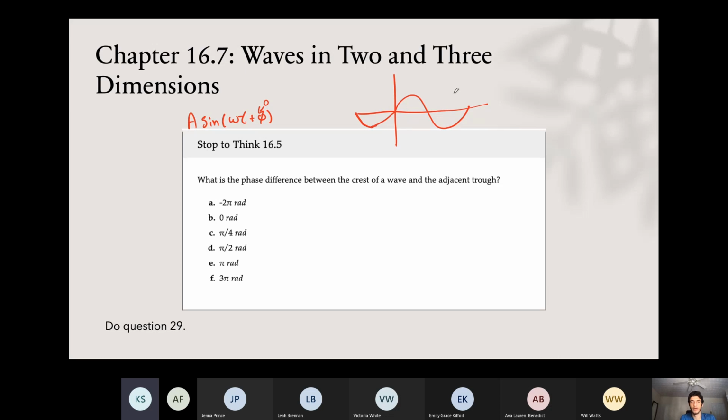More or less. But what if the wave wasn't perfectly like that? What if it looked something like this? So it's not perfectly aligned with this point. There's a little bit of change, and that change is what's called a phase change. And that's why you need the phase constant in there. So in general, for a full wave, the phase difference is 2 pi.